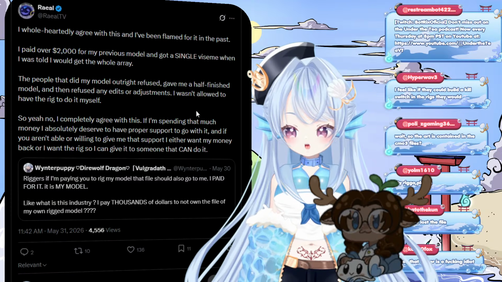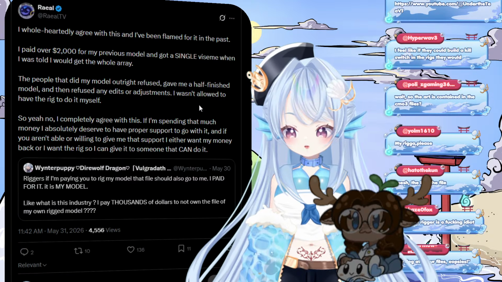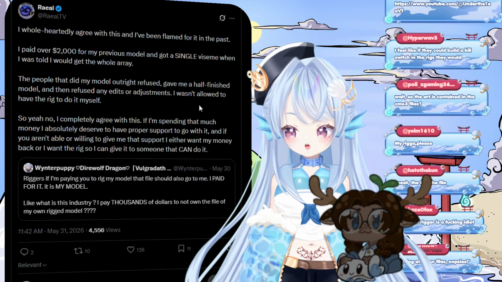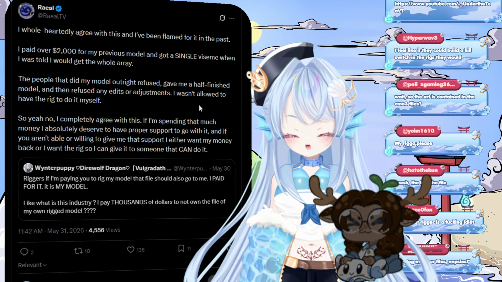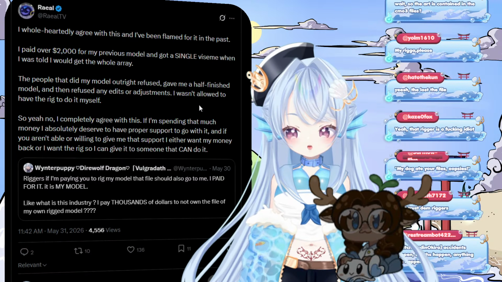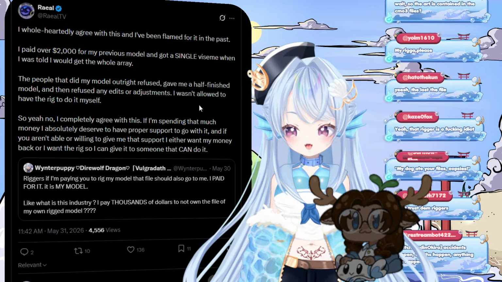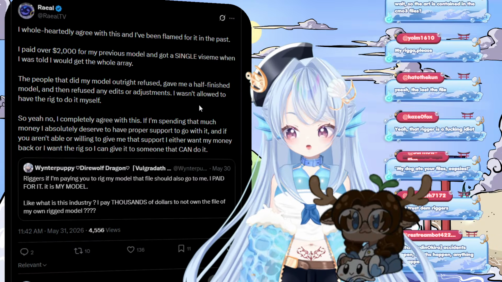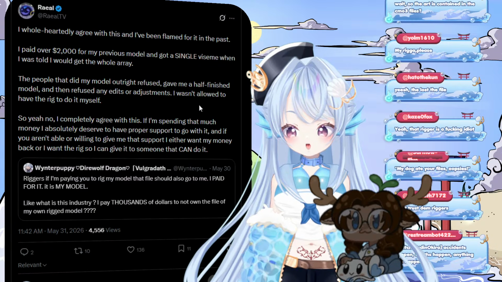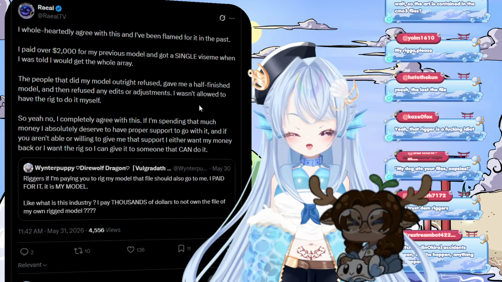I wholeheartedly agree with this, and I've been flamed for it in the past. I paid $2,000 for my previous model and got a single Visme when I was told I would get the whole array. The people that did my model outright refused, gave me a half-finished model, and then refused any edits or adjustments. I wasn't allowed to have the rig to do it myself. Yeah, I completely agree with this. If I'm spending that much money, I deserve to have proper support to go with it. And if you aren't willing to give me that support, I either want my money back or I want the rig so I can give it to someone that can.